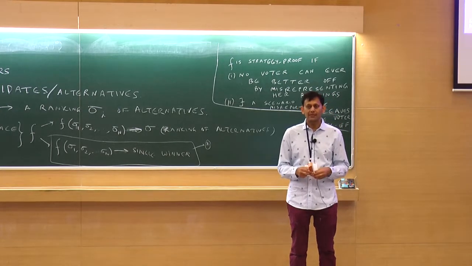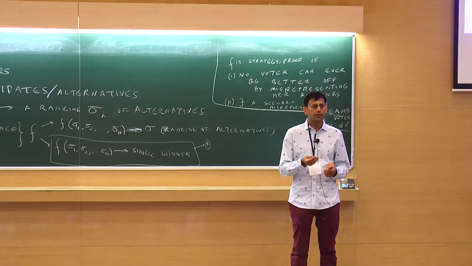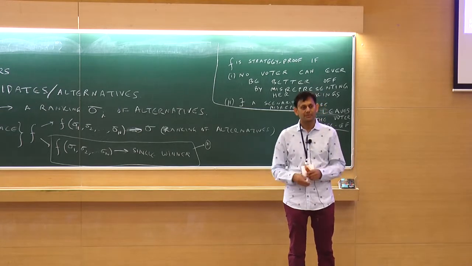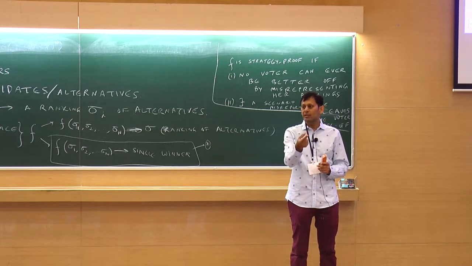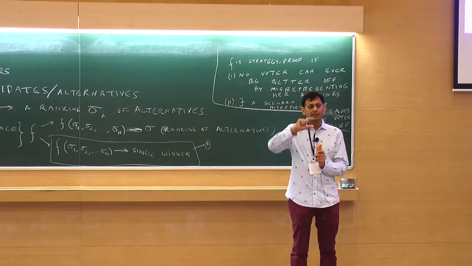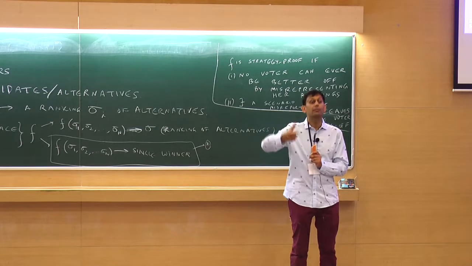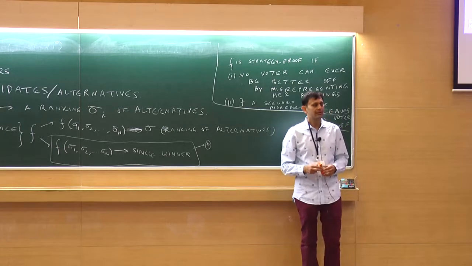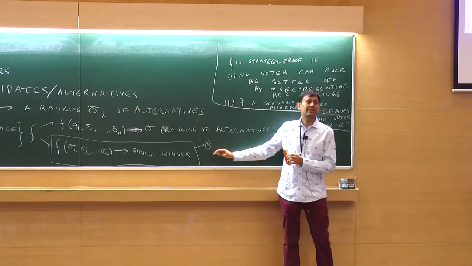So imagine that my best candidate is losing anyway. Okay? But the person who's currently winning is someone I hate. So I can vote for my second choice and maybe make my second choice win. Okay? So plurality is not strategy proof.